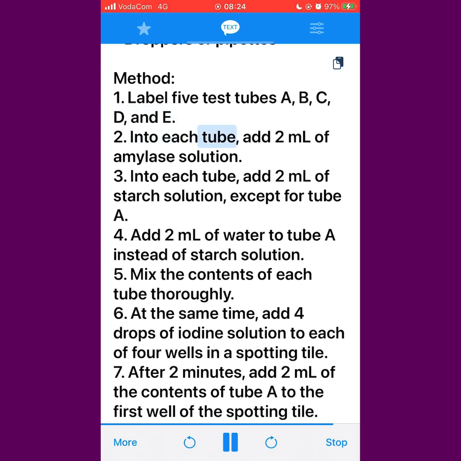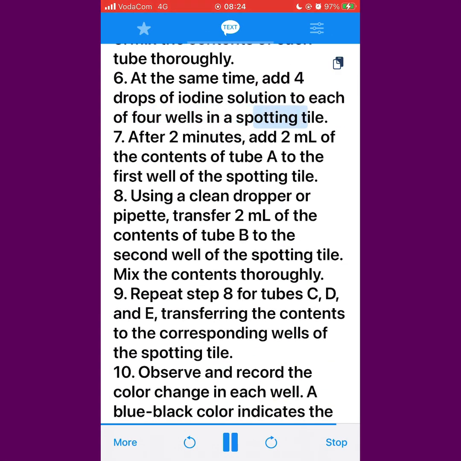2. Into each tube, add 2 milliliters of amylase solution. 3. Into each tube, add 2 milliliters of starch solution, except for tube A. 4. Add 2 milliliters of water to tube A instead of starch solution. 5. Mix the contents of each tube thoroughly. 6. At the same time, add 4 drops of iodine solution to each of 4 wells in a spotting tile.